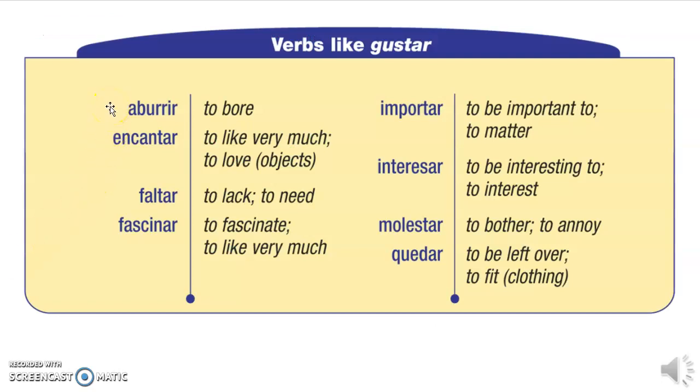Here are the verbs you are supposed to know or learn in this chapter. Aburrir is the only one that ends in an IR, so you would conjugate it with an E or an EN, aburre or aburren. All the rest are A's. Let's look at these. Encantar literally means to enchant, so that we translated I love, like I love your shoes. You're literally saying your shoes enchant me. Falta is to lack, fascinar, importar, interesar, molestar, y quedar.